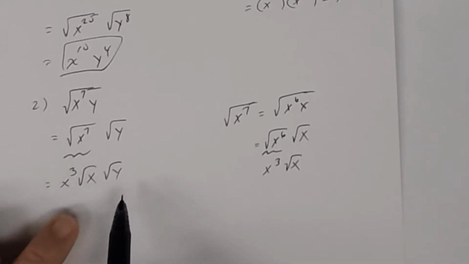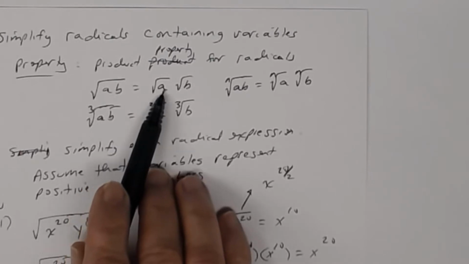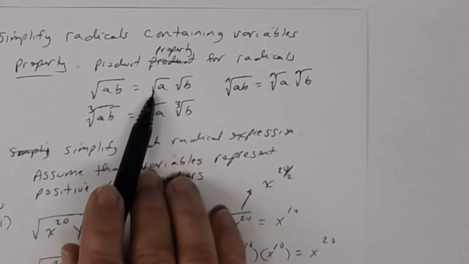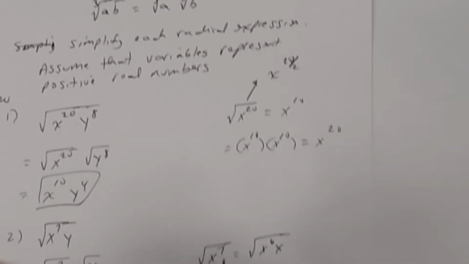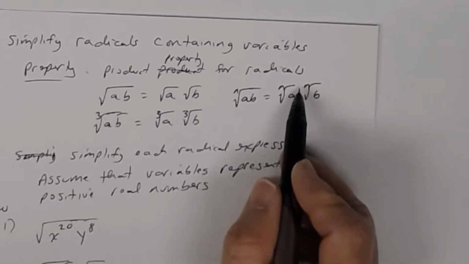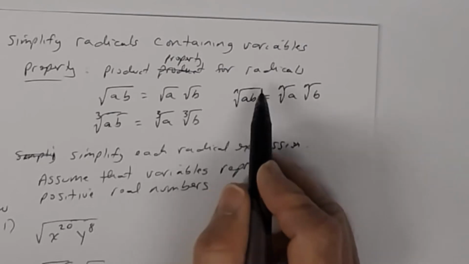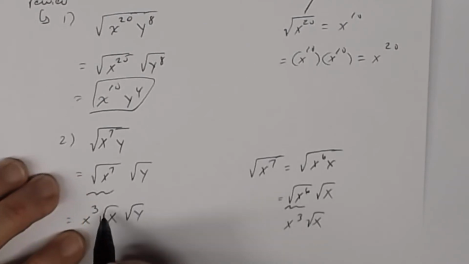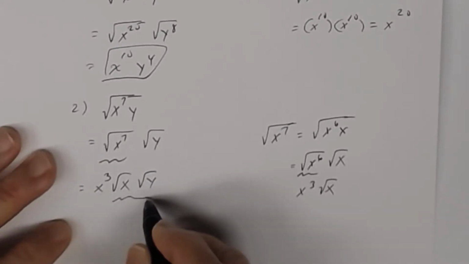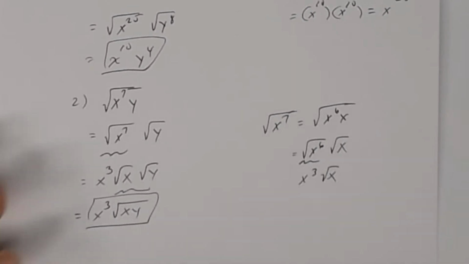All right, now here's what you got to remember. A while ago I had the square root of a times b equal to the square root of a times the square root of b. Well, you can go backwards. The square root of a times the square root of b is the square root of ab. So whenever the indices are the same, you can write it as one radical by multiplying the radicands together. So I can write this as x cubed square root of xy, and that's your answer.